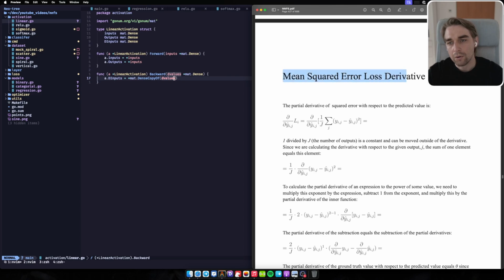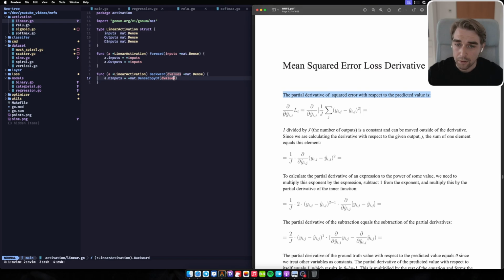Mean squared error loss derivative. Partial derivative of the squared error with respect to predicted values. Okay.